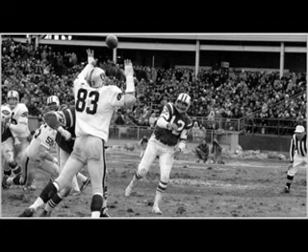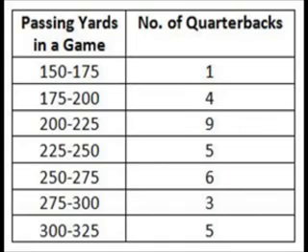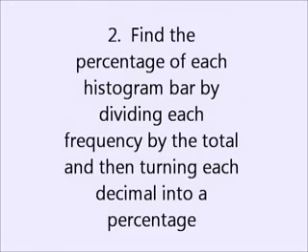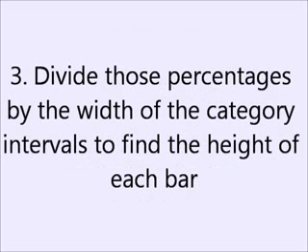The data is taken from the NFL 2011-2012 season and shows the number of quarterbacks divided up in categories by their average yards passing in a game. We're going to give you a partial frequency histogram for the data set, and it will be up to you to use your newfound math skills to refigure the heights of the bars to be a density histogram. You'll do this by first finding the frequency total, then finding the percentage of each histogram bar by dividing each frequency by the total, and then turning each decimal into a percentage, and dividing those percentages by the width of the category intervals to find the height of each bar.